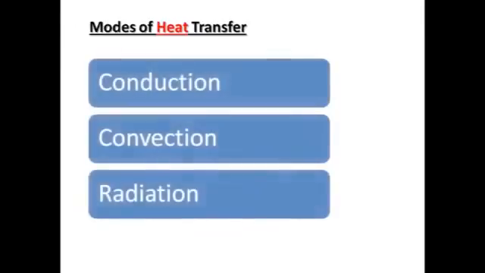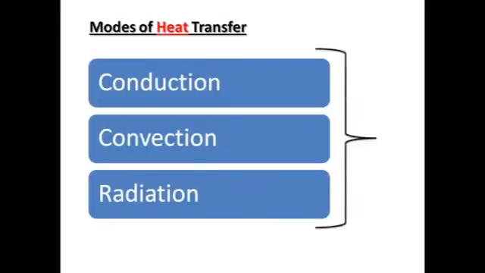What are the different modes of heat transfer? The rate of heat transfer takes place by three modes. One is conduction, the other one is convection, and the third mode is radiation. All these modes of heat transfer occur only because of temperature difference. We know that heat always flows from high temperature to low temperature. Whenever there is a temperature difference, the flow of heat is identified by these three mechanisms.